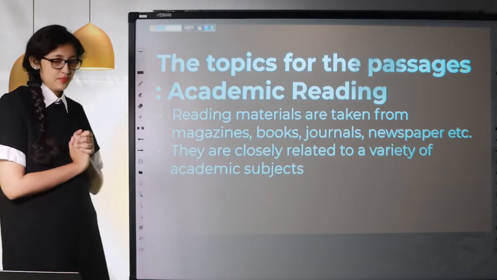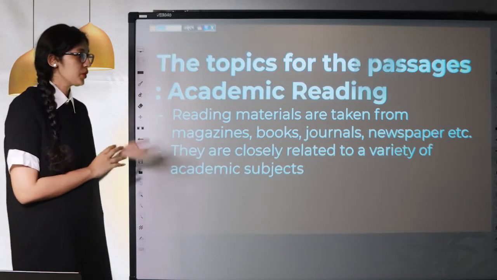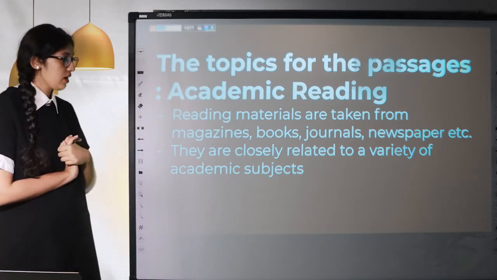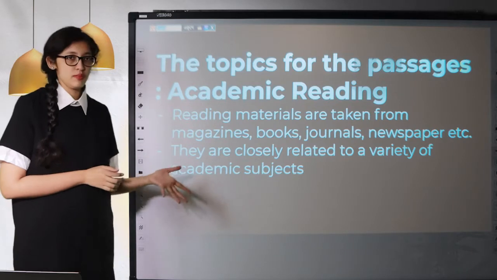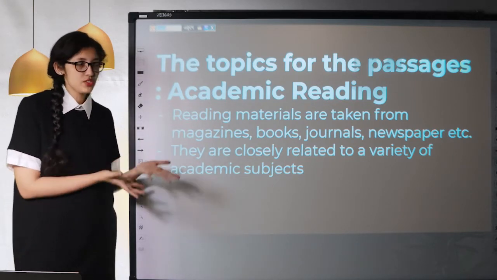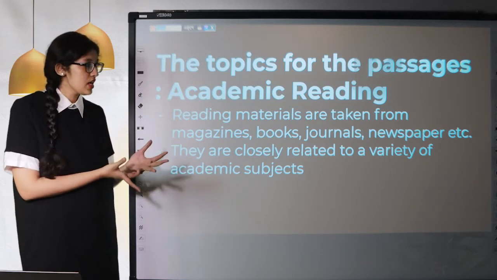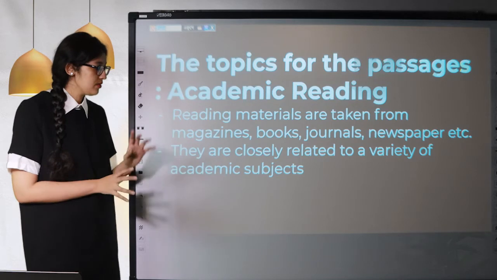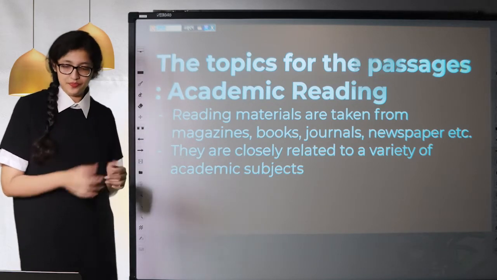And for academic reading, the reading materials are taken from books, magazines, articles, journals, and newspapers. And they are closely related to a variety of academic subjects. So the subjects can be, let's say, about new research, about how cars are polluting the environment, and so on. So they are very academic centered.